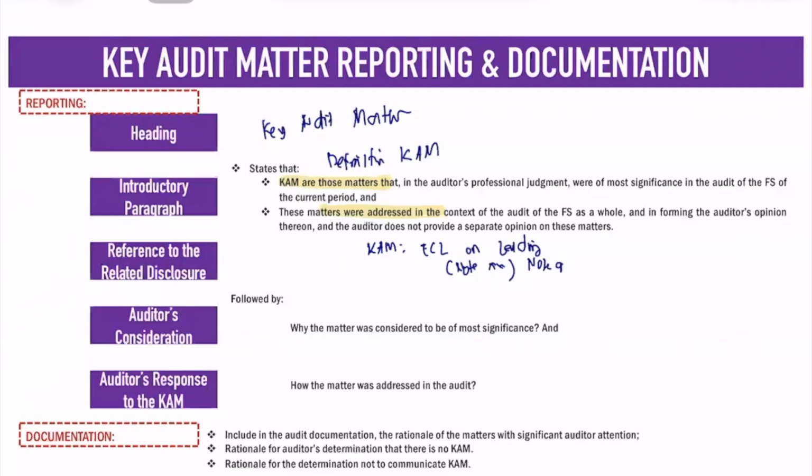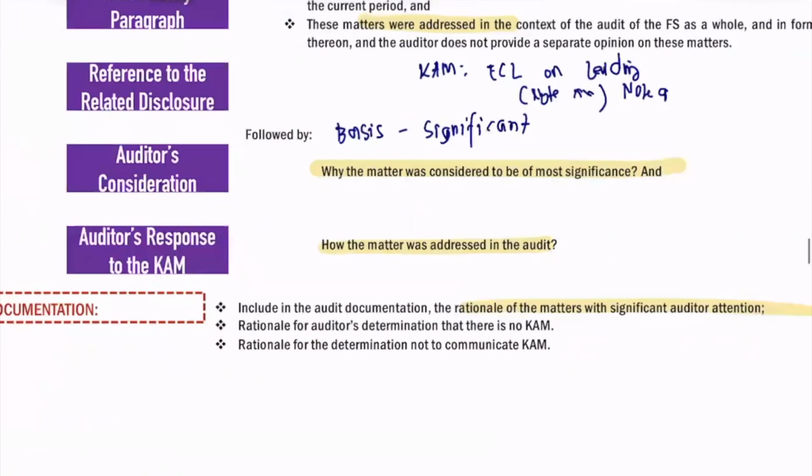And then, after that, you look into the auditor's consideration. What is that auditor's consideration again? Your basis: why did you consider it as a significant or the most significant item? Why does the matter considered to be of most significance? And then lastly, you provide the response. So there's already the risk, and then the response, the basis and the response. And how do you document the key audit matter? You just provide there the rationale: why did you consider the key audit matter as the most significant?